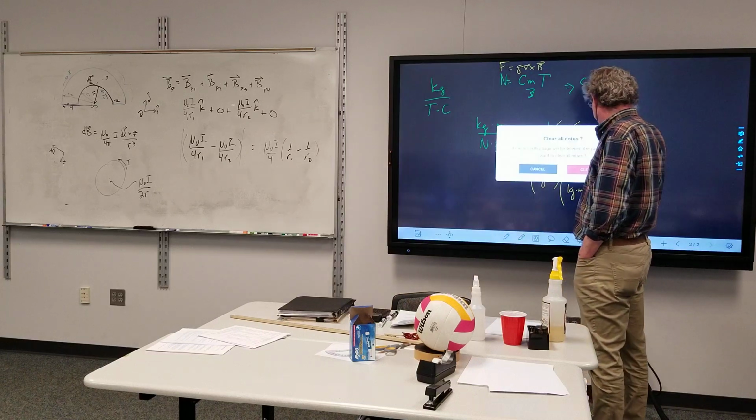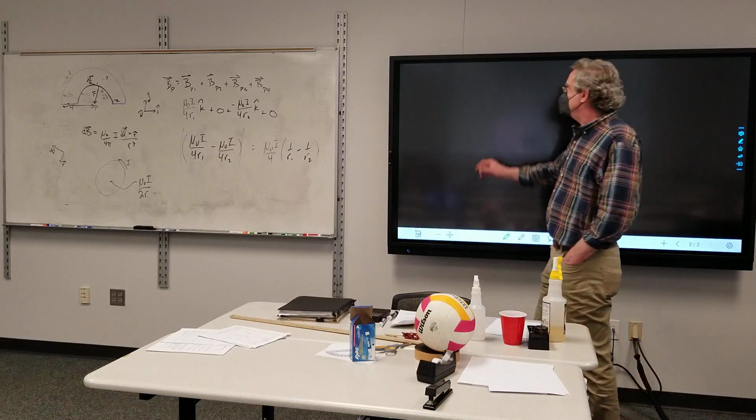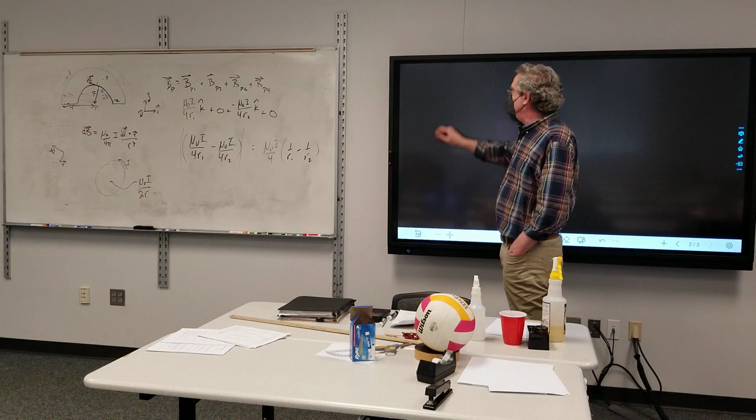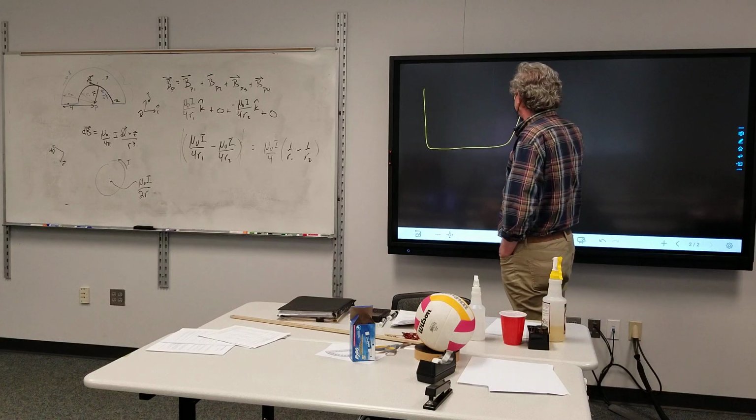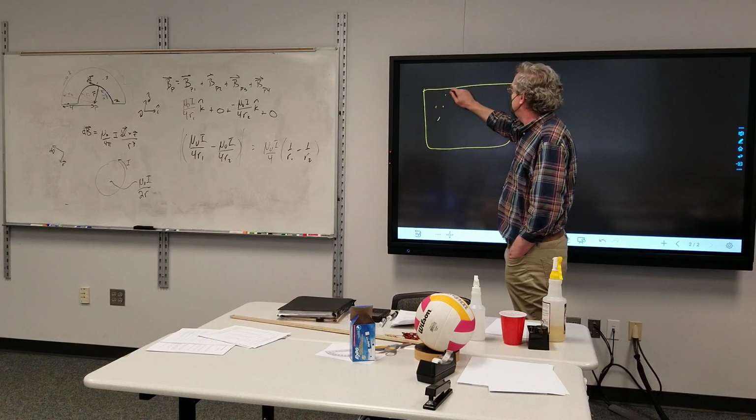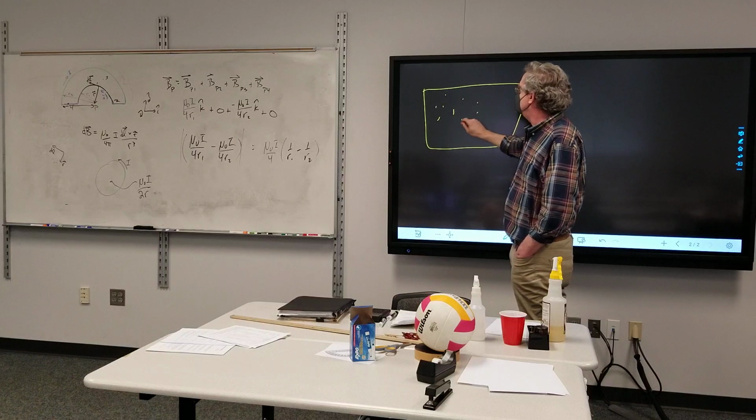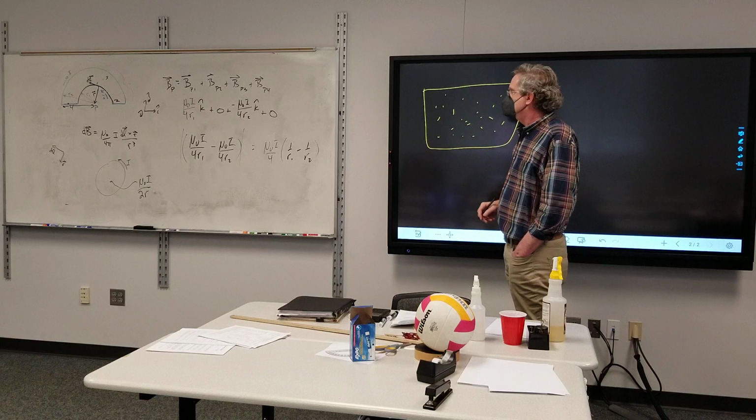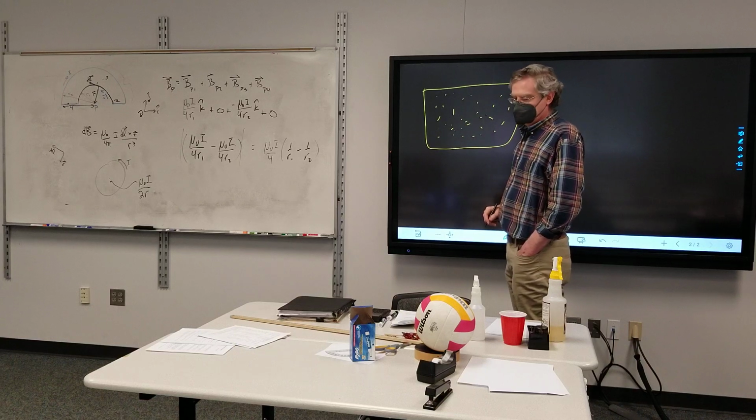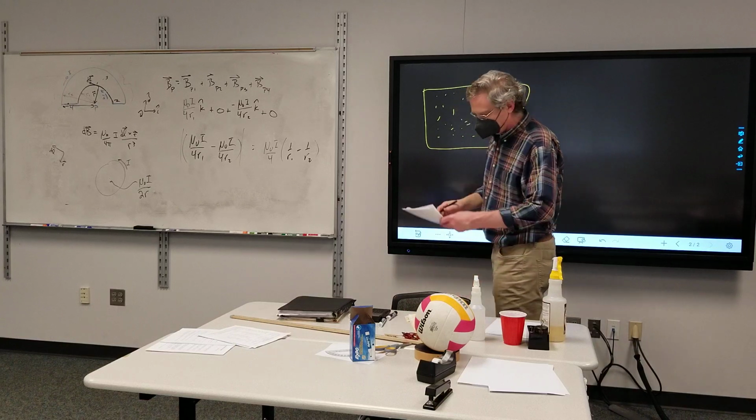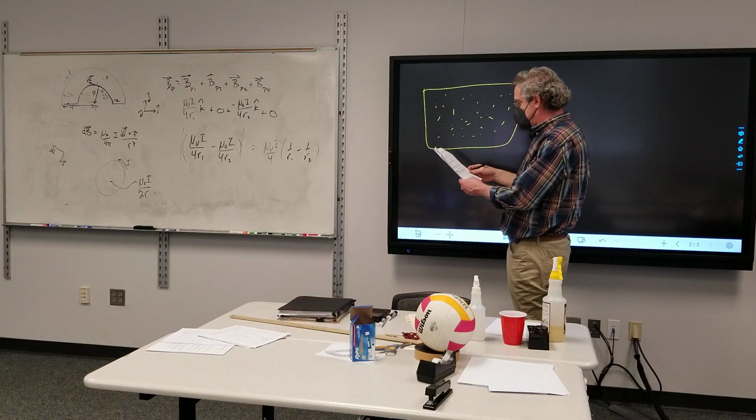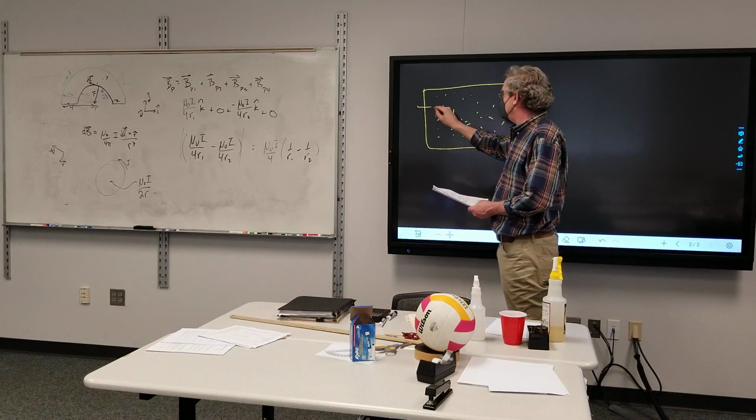All right, so we got a room, there's my room right there. Magnetic field coming up. This is an overhead view. And I got a lithium nucleus that's being shot horizontally, so I got a lithium nucleus going this way.